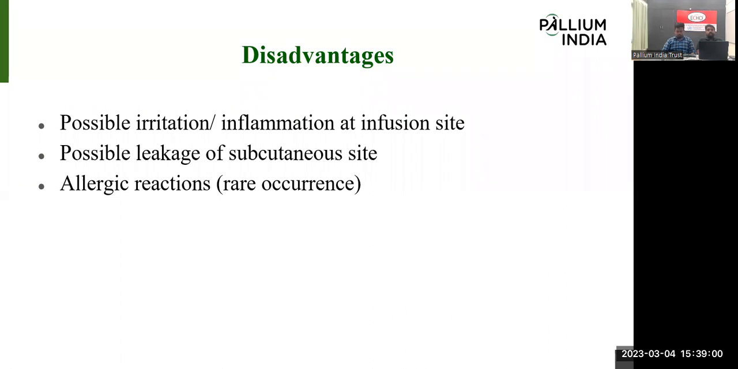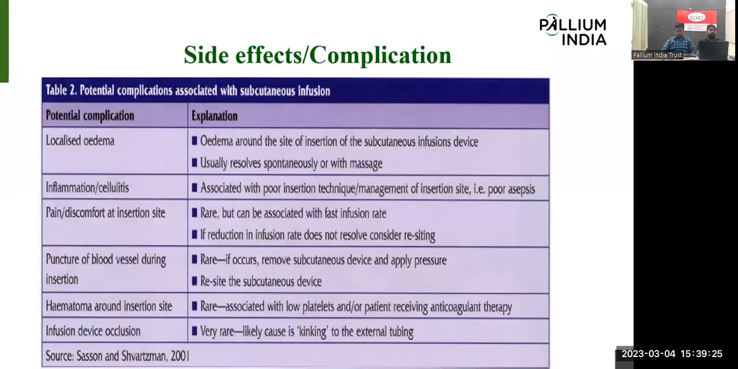Or any allergic reaction, which is also very rare. Allergic reaction means in some patients the adhesive tape or micropore may be allergic to the patient. While fixing, we stick it on using that adhesive tape. If it is allergic, it will cause an allergic reaction on the area. So it can commonly occur in the subcutaneous area. So these are all the main disadvantages.